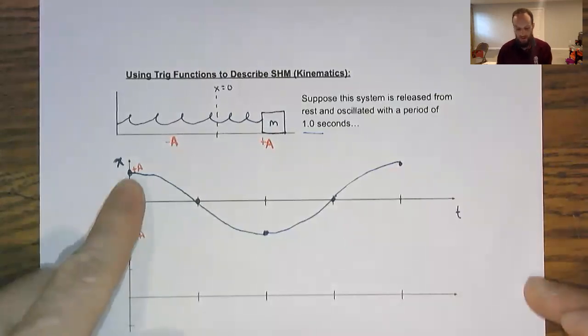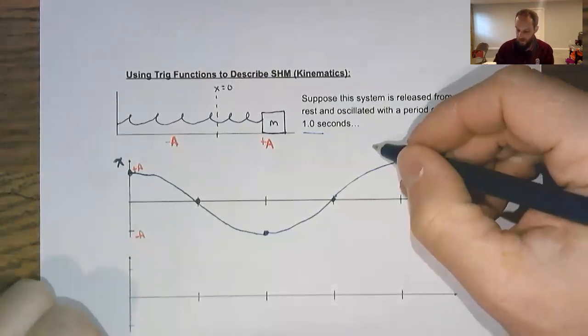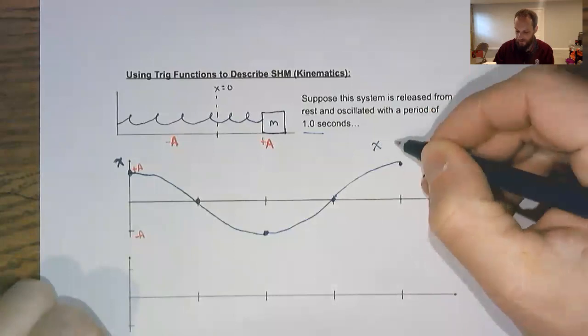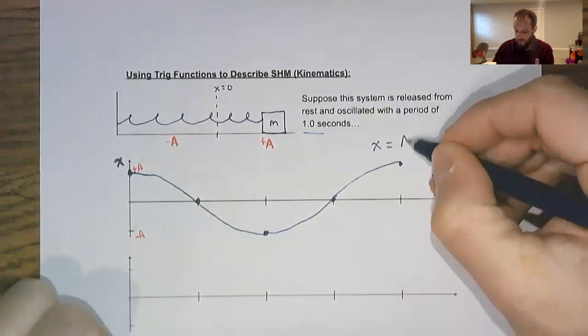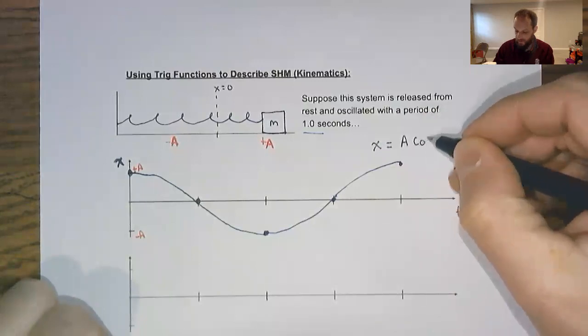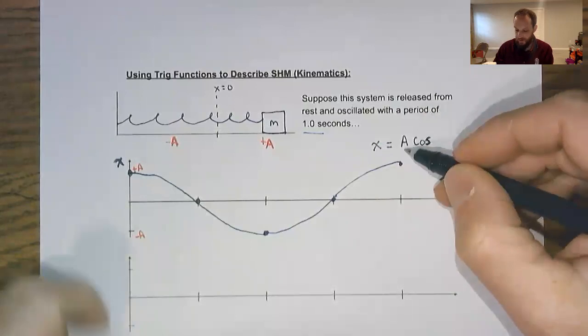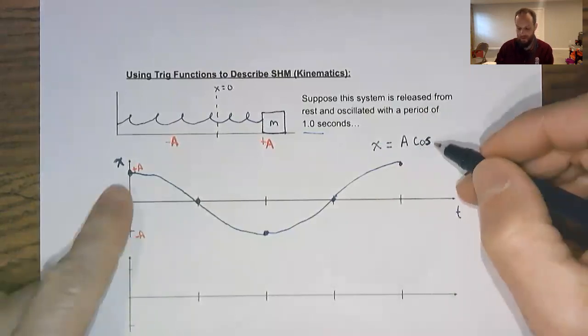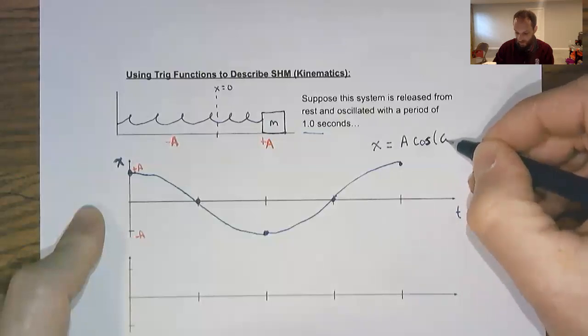A trig function that starts at positive amplitude is the cosine function. So the equation that describes position as a function of time is going to be a cosine function. X equals the amplitude times the cosine of something. So the amplitude is the height of that cosine function. It's just going to be A. And I'm going to say it's equal to the cosine of omega t.